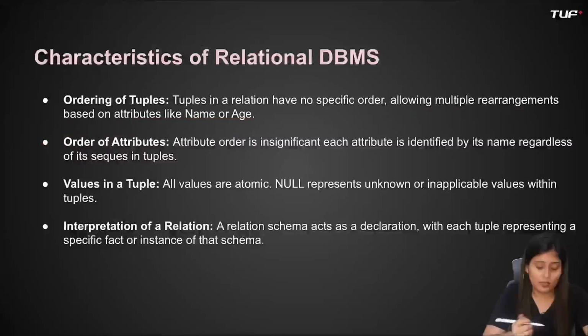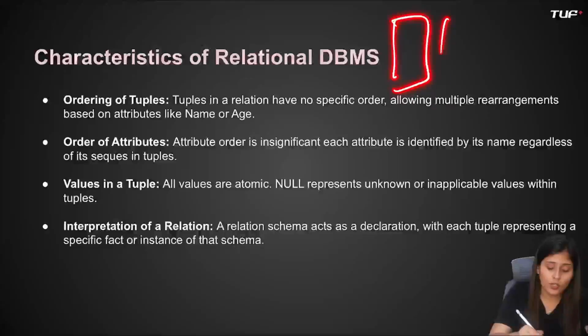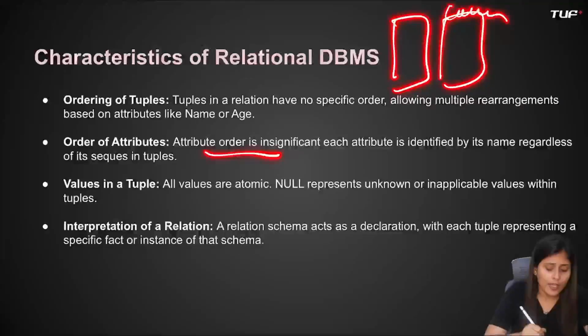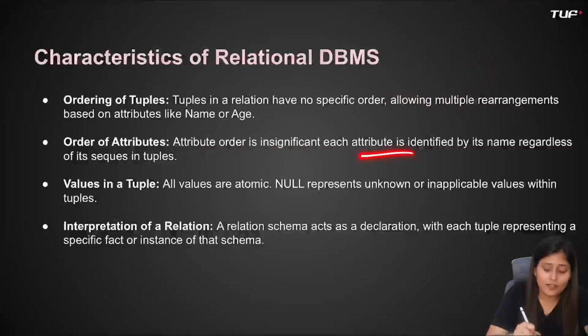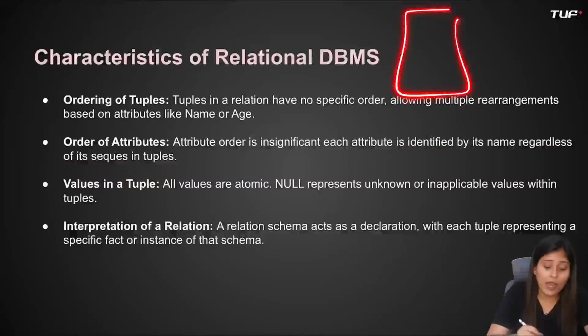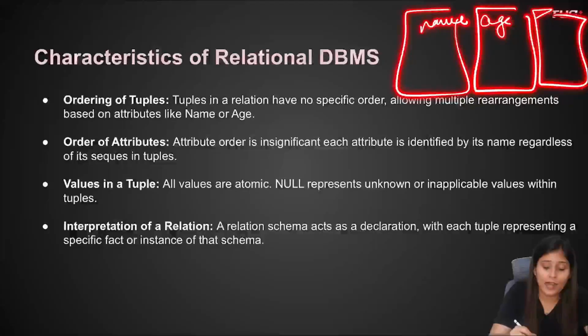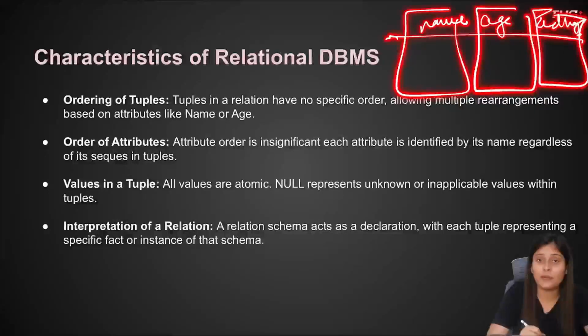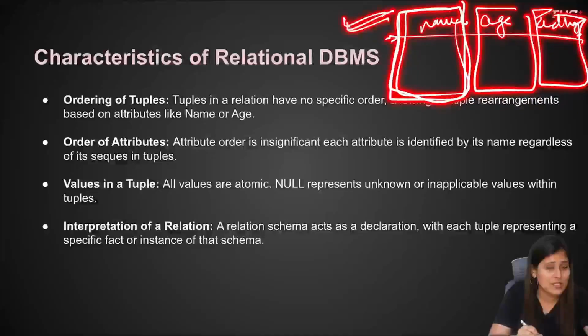Second is order of attributes. Order of attributes means order of columns. Again, it is also insignificant and each attribute is identified by its name regardless of its position. So even if you have put your name column first, age column second, and Aadhaar number column last, it doesn't mean that we won't be able to recognize the record. We don't recognize the record on the basis of what has been inserted first, but rather go for the column or attribute name, right?